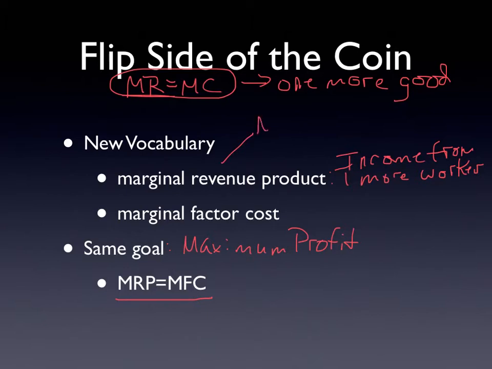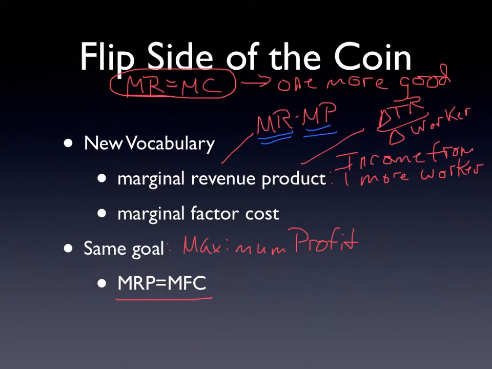Probably the most important way to remember this is the marginal revenue times the marginal product. What we're doing here is we're taking a look at the money from one more good and multiplying that by the productivity of one more worker. And that will give us the productivity of one more worker as measured in dollars. The other way that we can achieve the same thing is by taking a look at the change in total revenue and dividing that by the change in workers, or any other factor that we happen to be talking about.